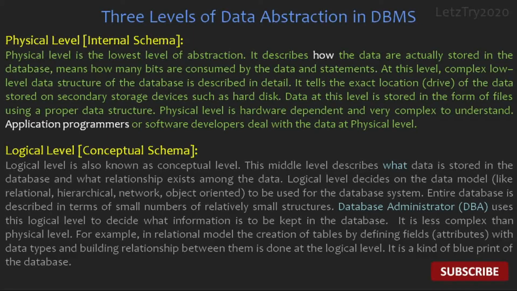It is less complex than physical level. For example, in relational model, the creation of tables by defining fields or attributes with data types and building relationship between them is done at the logical level. It is a kind of blueprint of the database.